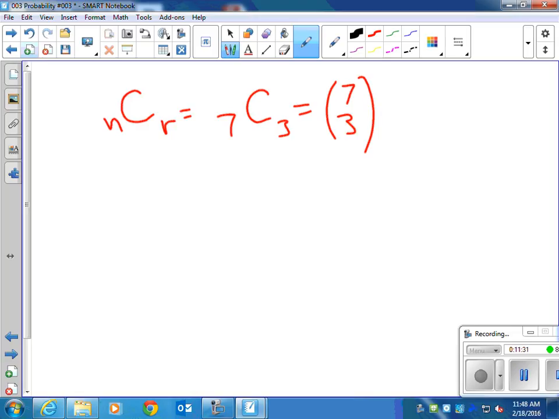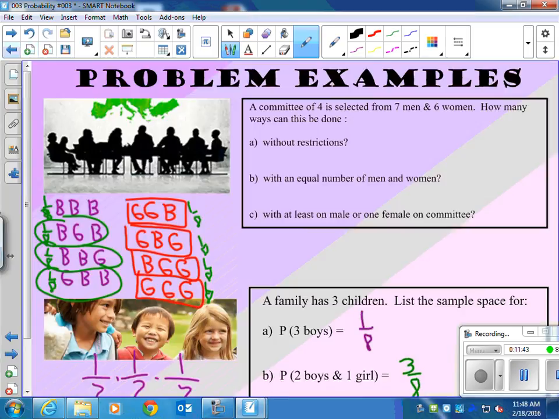I like this way the best, just as long as you remember it is going to be a group or combination. But that's going to help us for the next part. A committee of 4 is selected from 7 men and 7 women. How many ways can this be done without restrictions? So there's 4 slots. How many people are there total? 13. So it'll be 13, then 12, then 11, then 10.